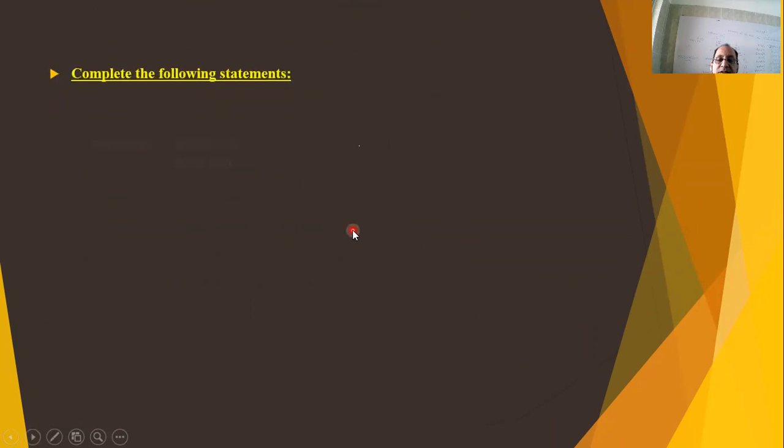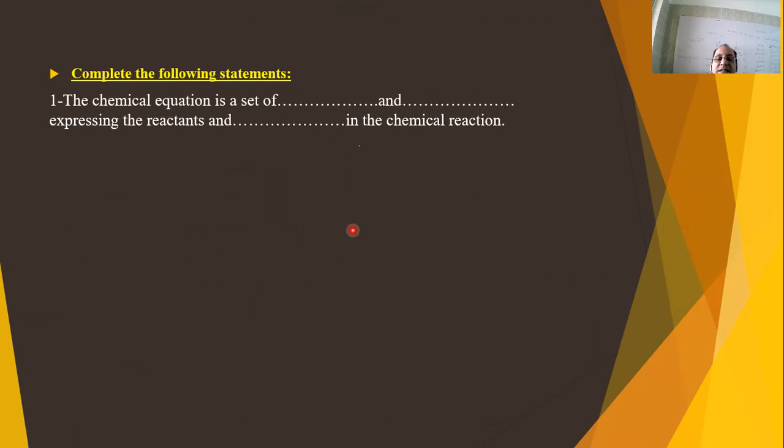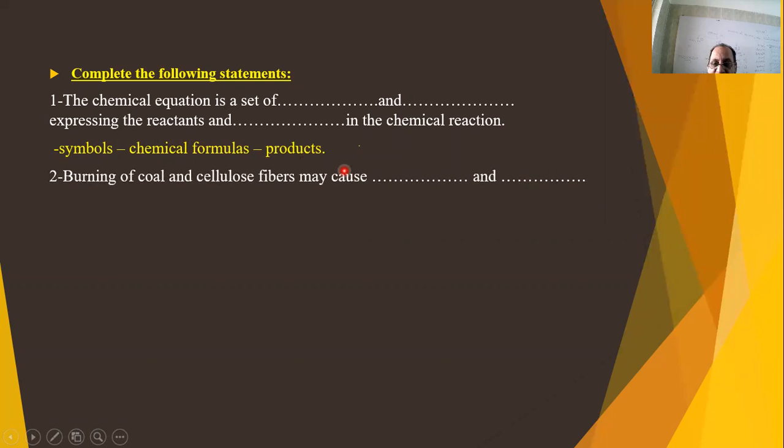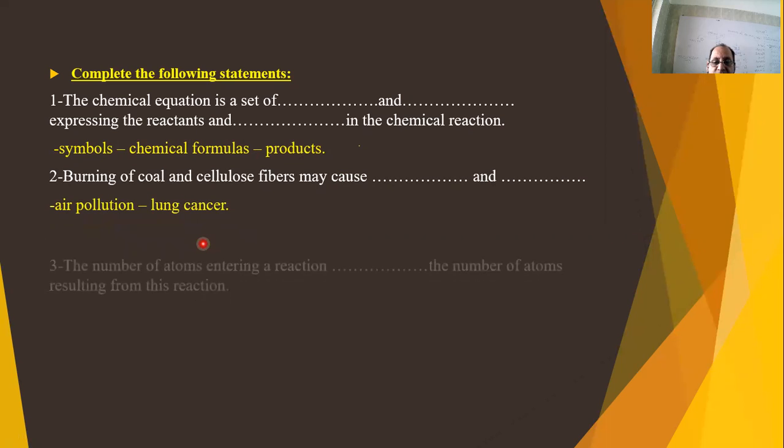Let's go to complete questions. The chemical equation is a set of dot and dot. Chemical equation is what? Simple if it is for elements. But what about the compound? Compounds we don't have symbols, it's like chemical formula expressing the reactant and the product. Reactant and product, these are the chemical equation. Burning of coal and cellulose fibers may cause what and what? Two very dangerous things. The first one is air pollution and the second is lung cancer.